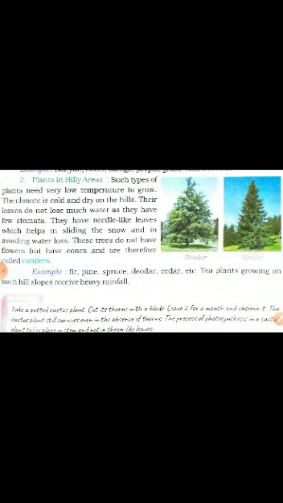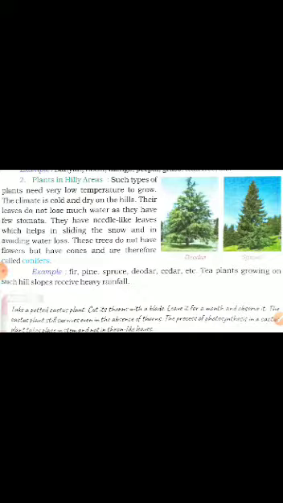Now plants in hilly areas, such type of plants need very low temperature to grow. The climate is cold and dry on the hills. Their leaves do not lose much water as they have few stomata, right? They have needle-like leaves which help in sliding the snow. See here the factor, in the previous one in the plains, the leaves were flat to allow a lot of transpiration to occur.